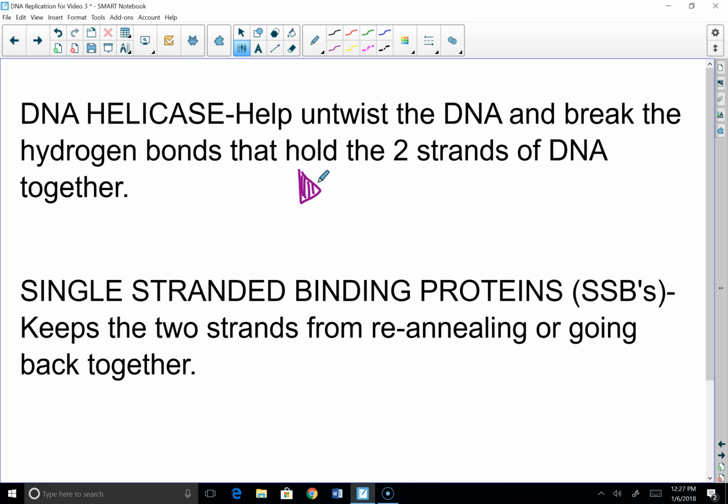Once you break apart those hydrogen bonds, now you have these two, in essence, pieces of DNA, or two strands of DNA. And once again, they really want to join back up. They really want to twist back up. To prevent that, we have what are called SSBs, or single-stranded binding proteins. And these are going to act like thumbtacks.